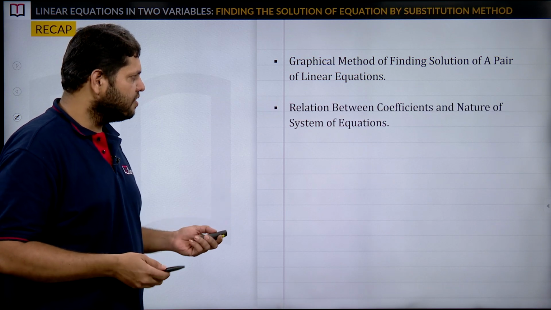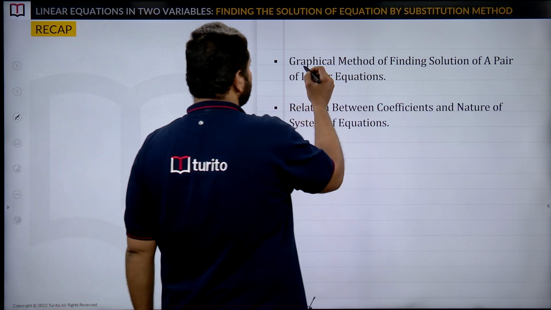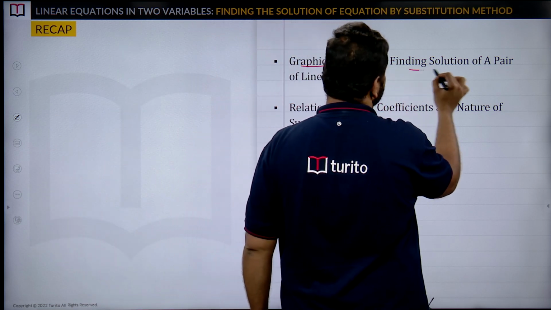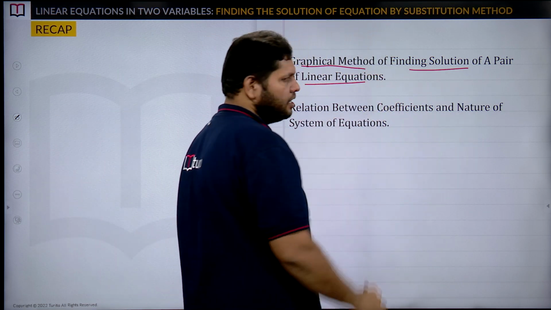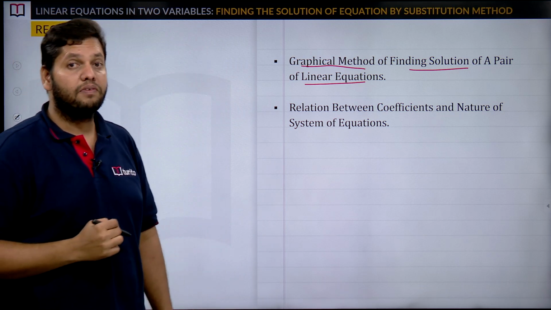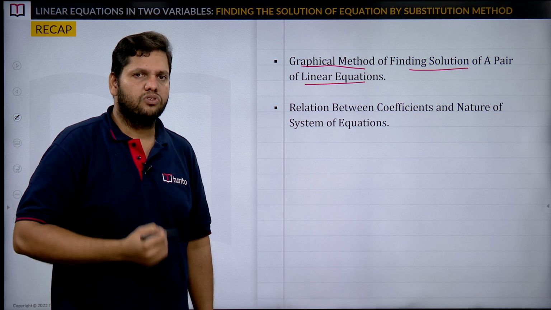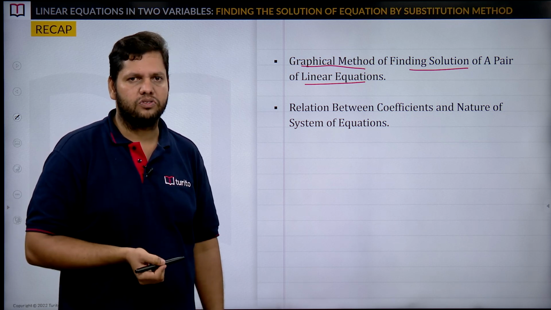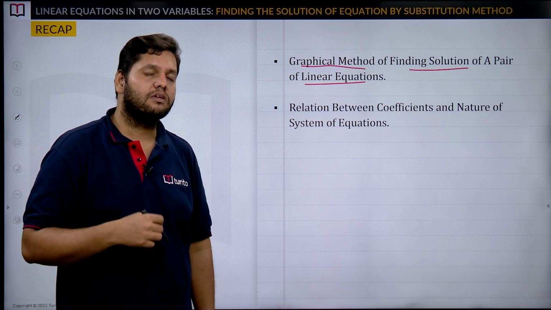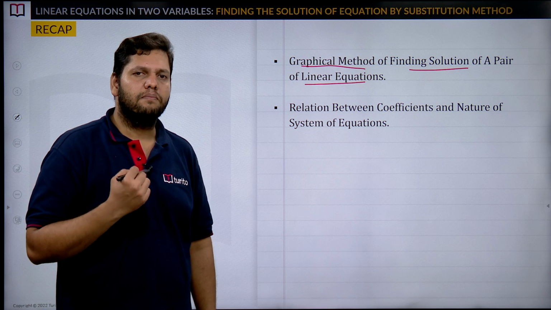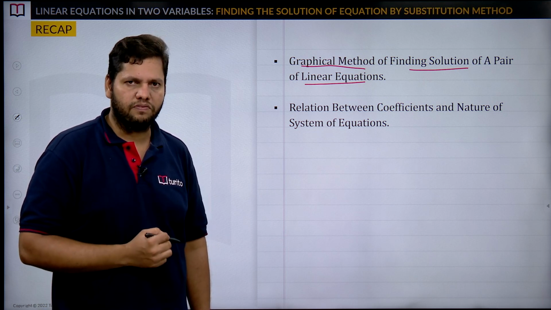Children, in the previous class we have discussed what? The graphical solution, isn't it children? The graphical method of finding the solution for a pair of linear equations. So graphically means what children? Practically we can say, otherwise by drawing the graph. So that is called the graphical representation of finding the solution of a pair of linear equations. Okay, that's the first one.